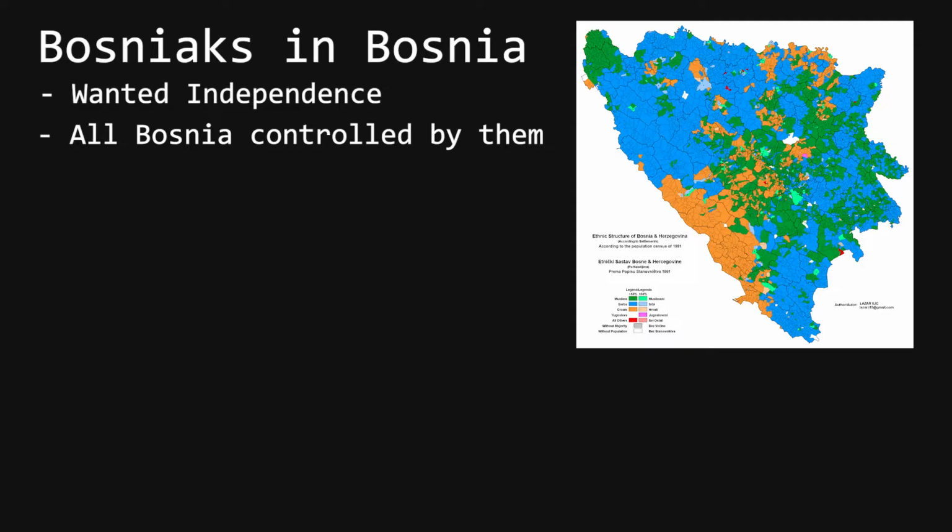However, Bosnia was the most split nation in terms of ethnicity, with Bosniaks only having 43% of the population. No one else in Bosnia wanted an independent Bosnia dominated by the Muslim Bosniaks.